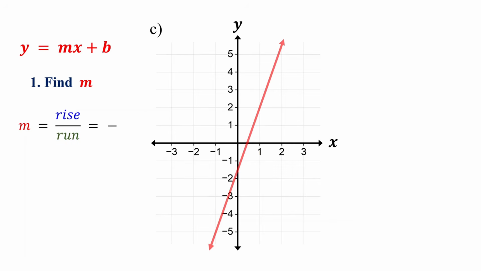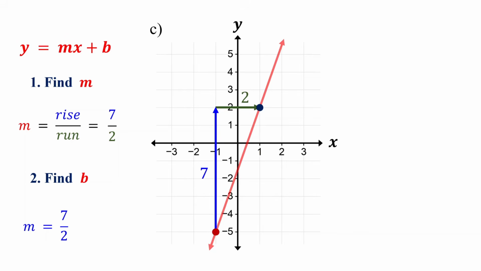Locate 2 points on the line with integer coordinates. Let's use these 2 points. Now, start at the left point and move up 7 units. So the rise is 7, right? Then move to the right 2 units. So the run is 2. Therefore, m equals 7/2.